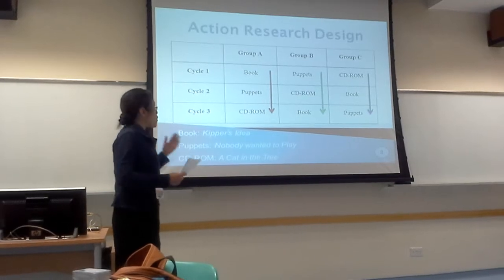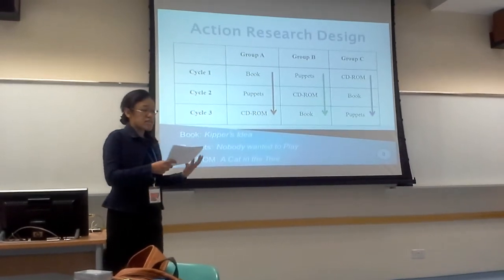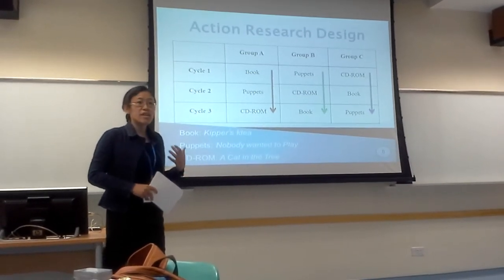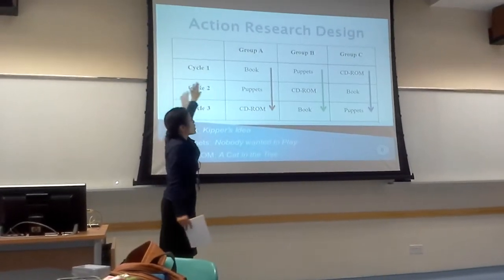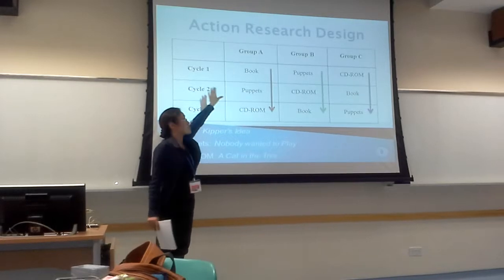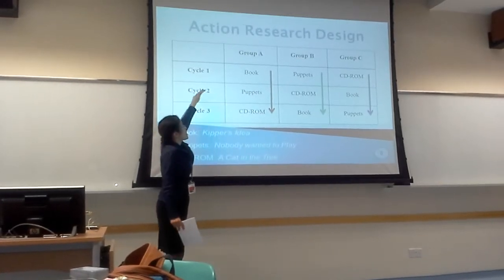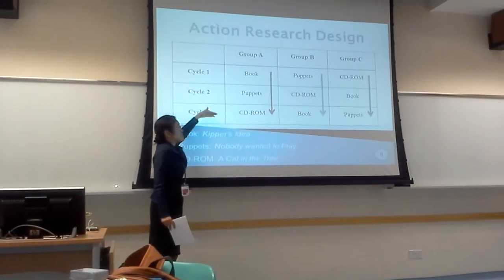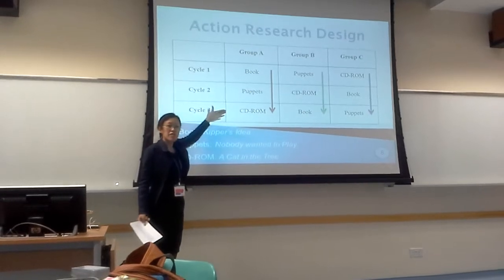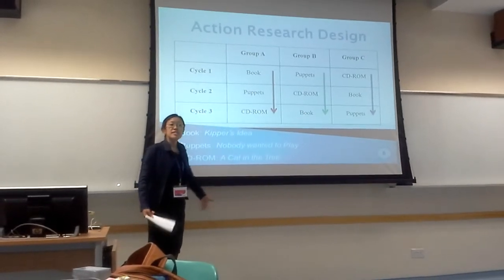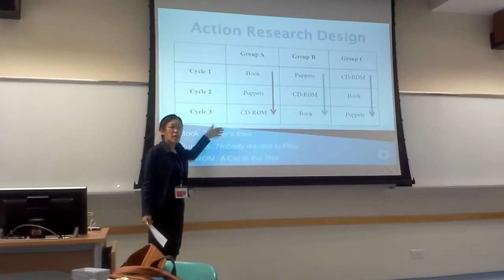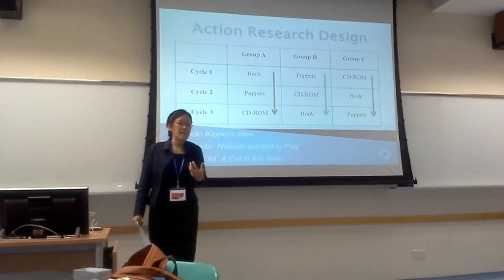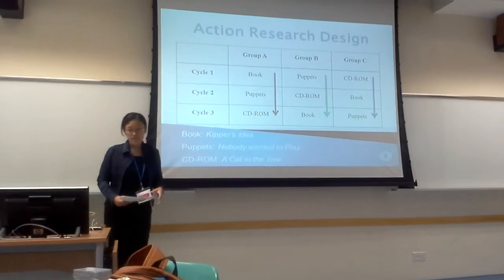It's because exposing the groups in a different order eliminates the effect of increased familiarity. If I introduce children to books in cycle 1, then by the time I have puppets and CD-ROM, they would probably be very familiar with retelling techniques by the time they reach CD-ROM, and it might compromise the data I collected. Okay?